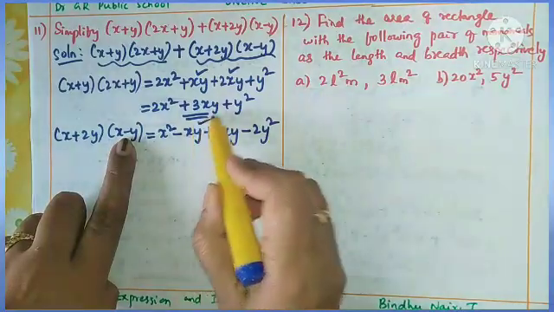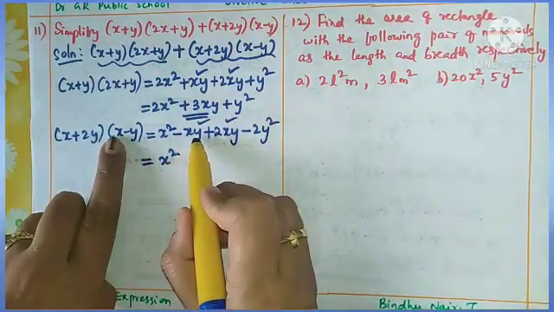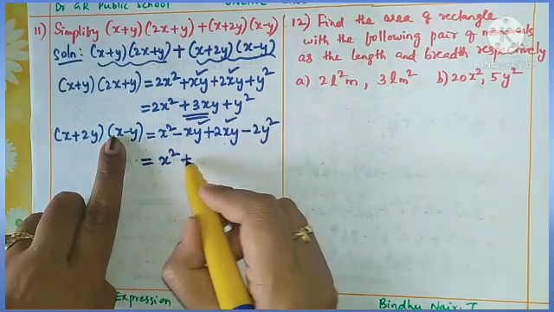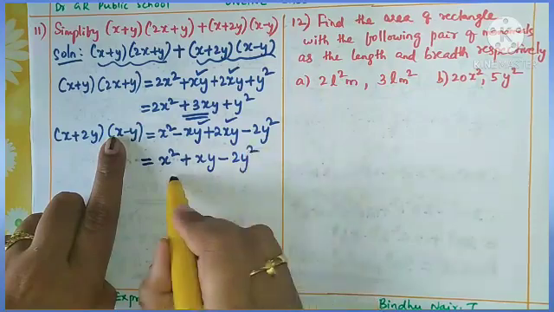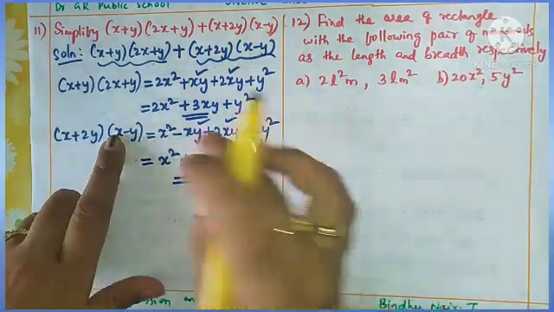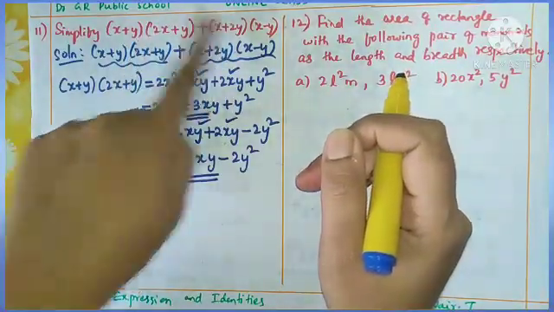Here also collect the xy terms, so that is x square minus xy plus 2xy, so that is plus 1xy, plus xy minus 2y square. So we got the second answer. Now as per the question, what do you want to do? You want to add the first answer with the second answer.